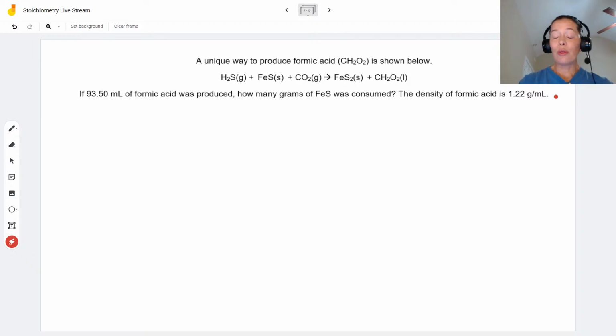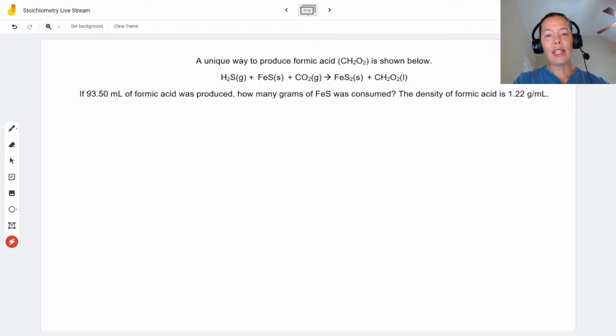But as usual, let's identify this as a stoichiometry problem. I kind of skipped that, didn't it? Okay, so we know that 93.5 milliliters of formic acid was produced, so that is what we have been given. We have been asked about grams of iron sulfide, so we need to connect those two molecules with a balanced chemical equation. Here is our chemical equation.